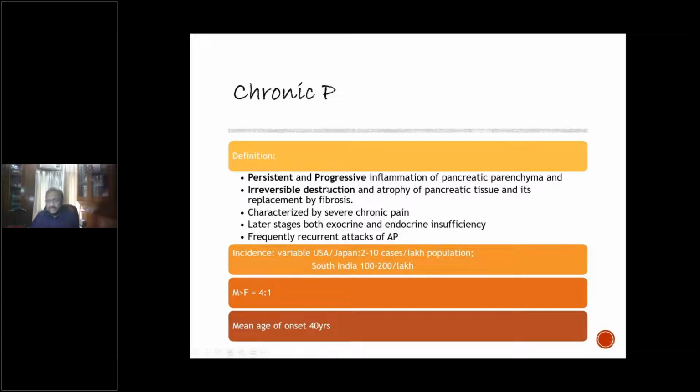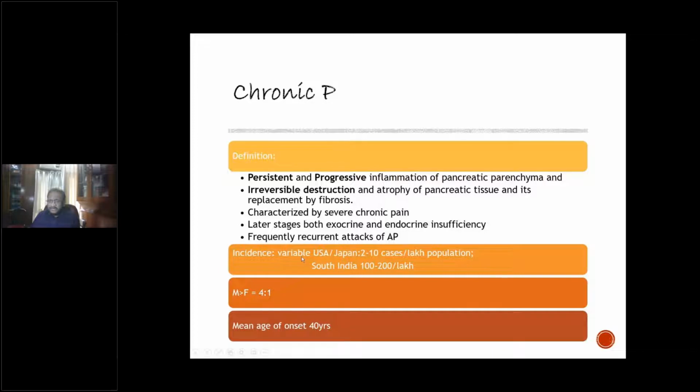And once something is destroyed, it has to be replaced by something. So here the pancreatic tissue goes away, it atrophies, and it's replaced by what? Fibrosis. So it's characterized by severe chronic pain. In later stages, you start having insufficiency of both the components of the pancreas, that is exocrine and endocrine insufficiency, and frequently these patients of chronic pancreatitis would have recurrent attacks of acute pancreatitis intervening.